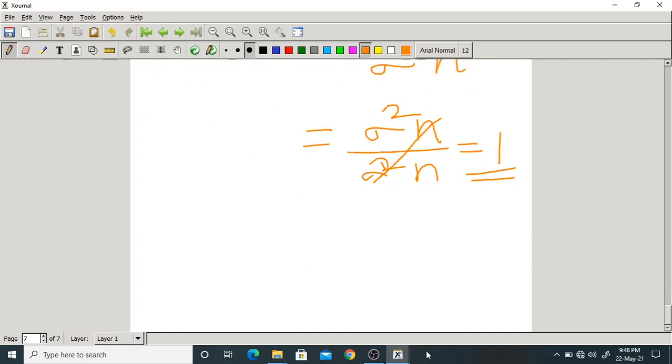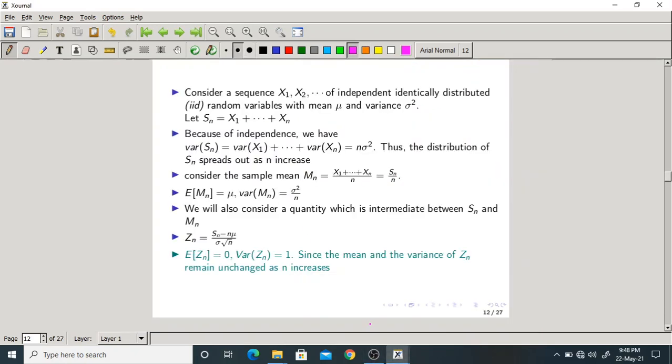Which means, as I mentioned just now, the expectation of Zn is 0 and the variance of Zn is 1. The mean and variance of Zn remain unchanged as n increases. In this case, the mean and variance of Zn are independent of n. They neither shrink nor spread; they are simply constant, 0 and 1. Okay, that is about Zn.